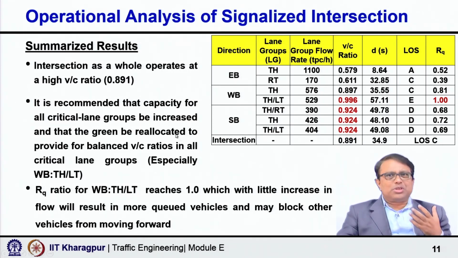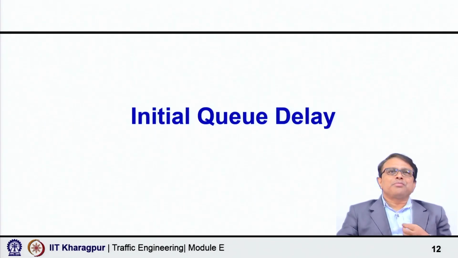So, a reallocation of green time to make more balance in terms of the V by C ratio and a more rational distribution of the Q storage ratio would actually be possible, and that will benefit the operation of traffic in this intersection. But the overall utilization, the overall volume to capacity ratio for the intersection, should be generally acceptable.